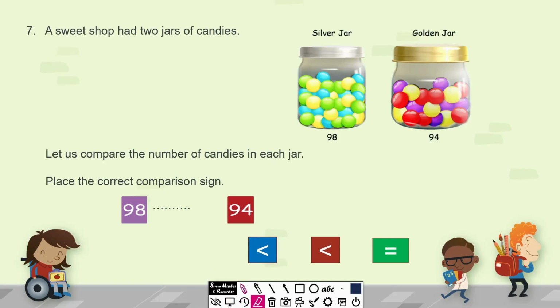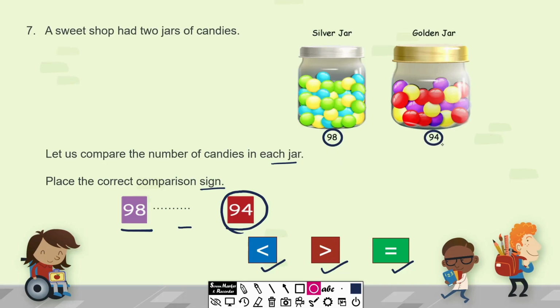Right. Now, let us come back to the question. Let us compare the number of candies in each jar. Okay. Place the correct comparison sign. What are comparison signs? This is less than, this is greater than, and this is equal to. Okay. So, 98 is less than, greater than or equal to 94. This silver jar has 98 candies and this golden jar has 94 candies.